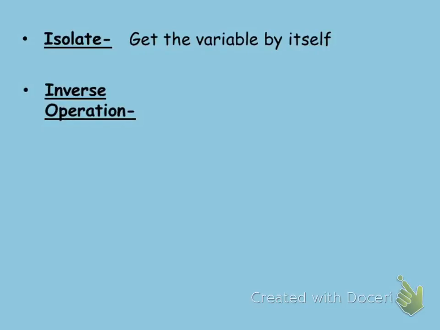And the next definition is inverse operations. Inverse operations are operations that undo each other. So, for example, today we're going to focus on addition and subtraction. Those are inverse operations. If you want to undo adding something, you subtract it. If you want to undo subtracting, you add it. They are inverse operations. All right, so if you're still writing, that's fine.